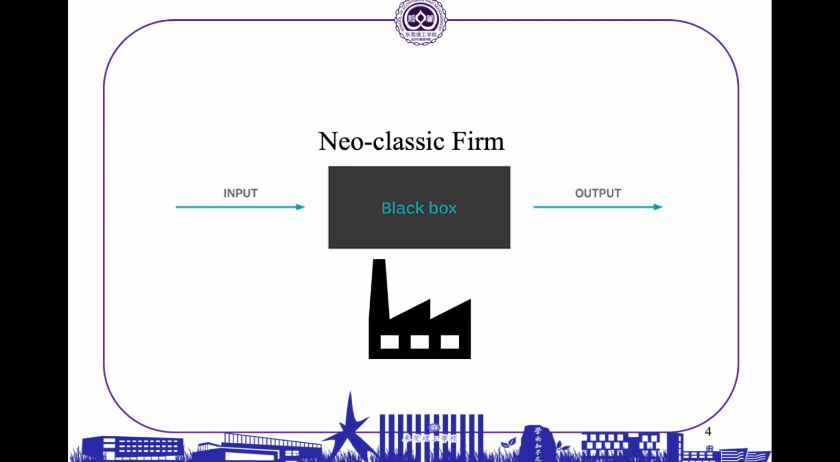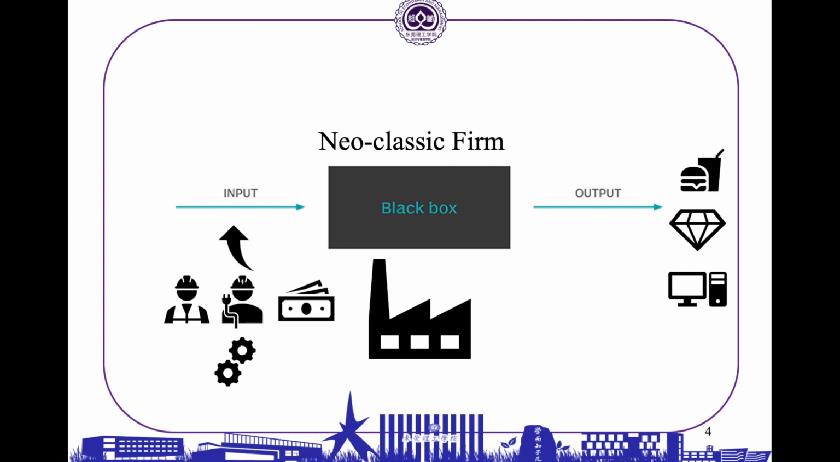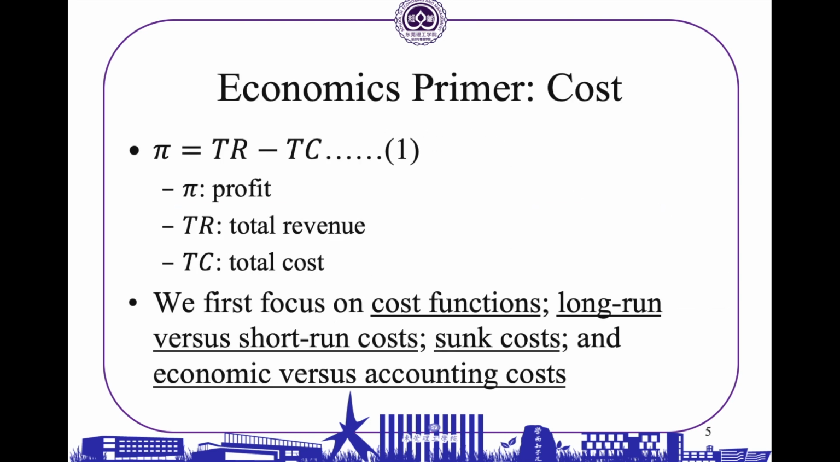Based on this scenario, the essential problem faced by a firm is to determine how many inputs and how many outputs a firm should produce to maximize its profit. We write the profit as equation 1. Pi equals TR minus TC, which means profit equals total revenue minus total cost.